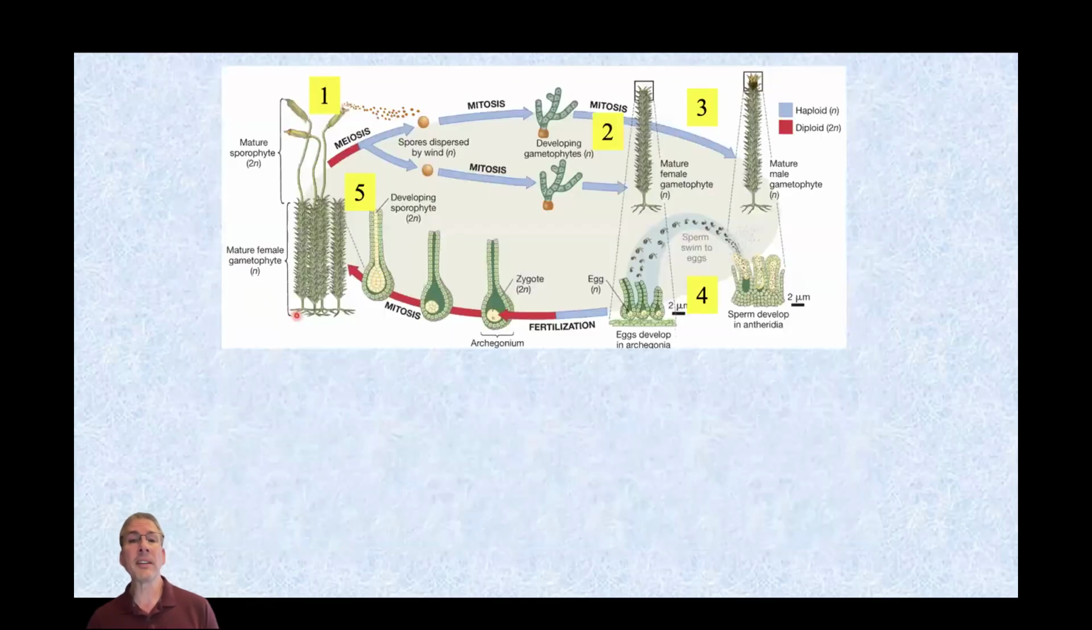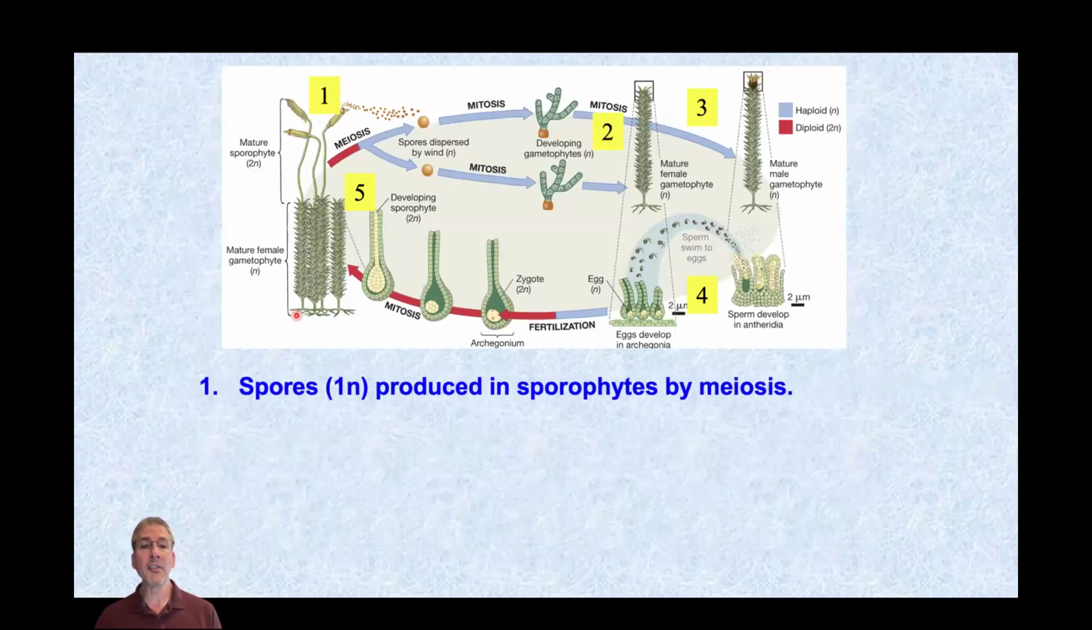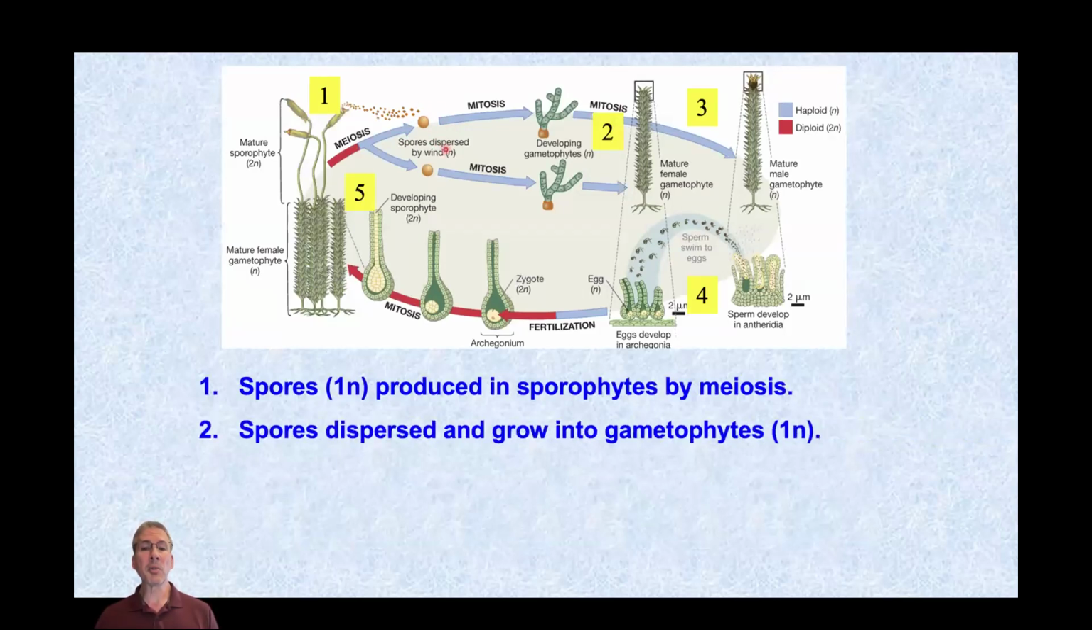So let's take a look at the key events that occur during the life cycle of mosses. Well, let's begin toward the left here. We see some sporangia or spore capsules, right? That's part of the sporophyte, producing spores by meiosis. So haploid spores are produced, they're released, they might get blown around in the wind for a while.